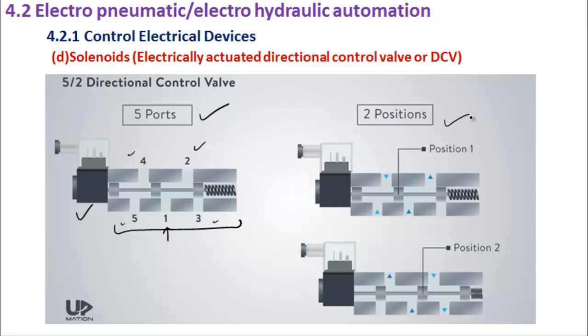Now how many positions are there? There are 2 positions. Which are the 2 positions? One is when you give a pulse to the solenoid and this is pushed and the spring is compressed. That is one of the positions. And the first position is the normal position when no electrical signal is being given to the solenoid.